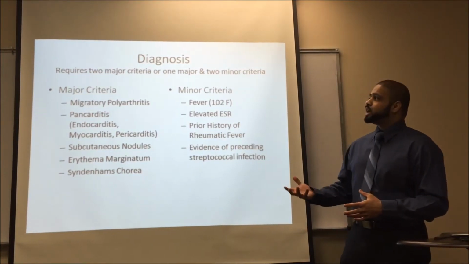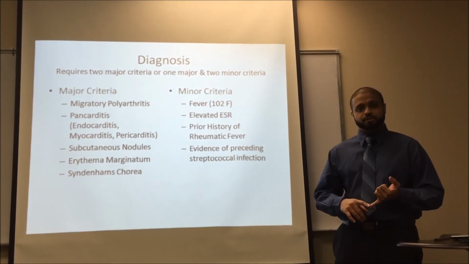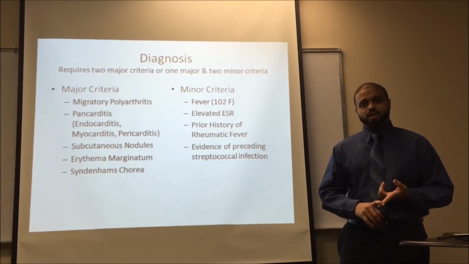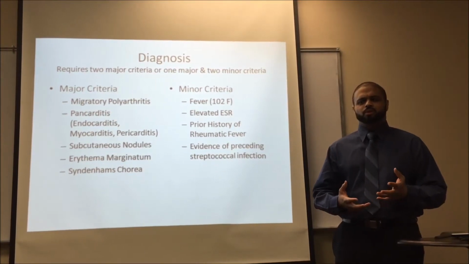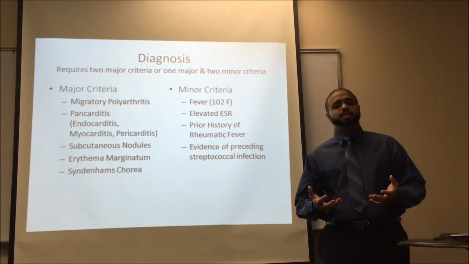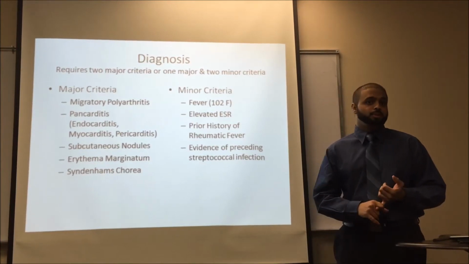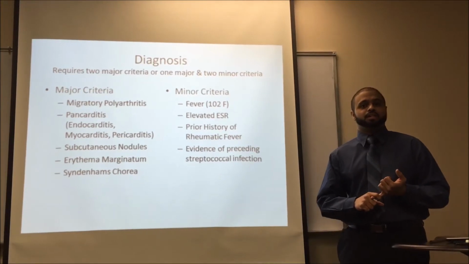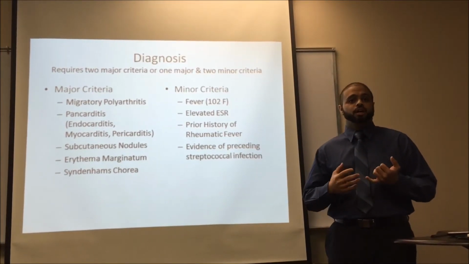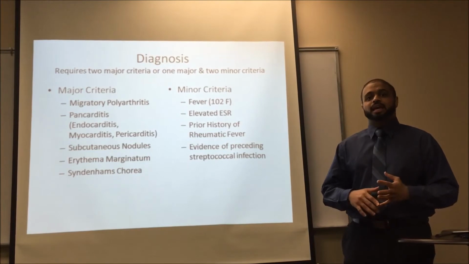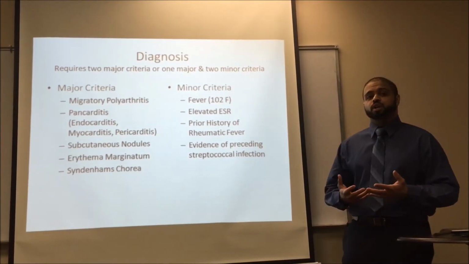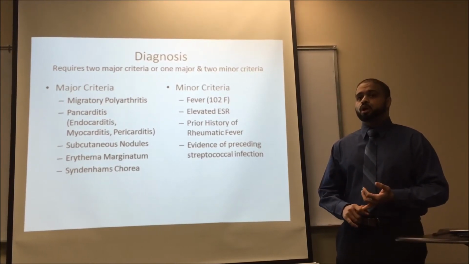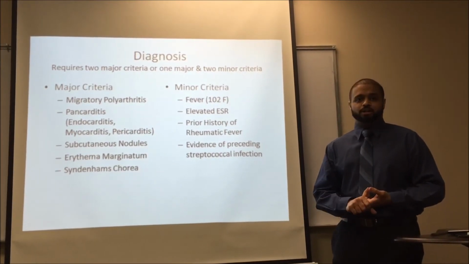And the minor criteria are few, which include fever, elevated ESR, prior history of rheumatic fever, and evidence of a preceding streptococcal infection. Now, what does that mean? How do we have evidence of a preceding streptococcal infection? Simple. We get an anti-streptolysin O titer. That would tell us that there is or was a presence of a streptococcal infection in this patient. Now, to officially diagnose acute rheumatic fever, we need to have either two major criteria or one major criteria and two minor criteria.